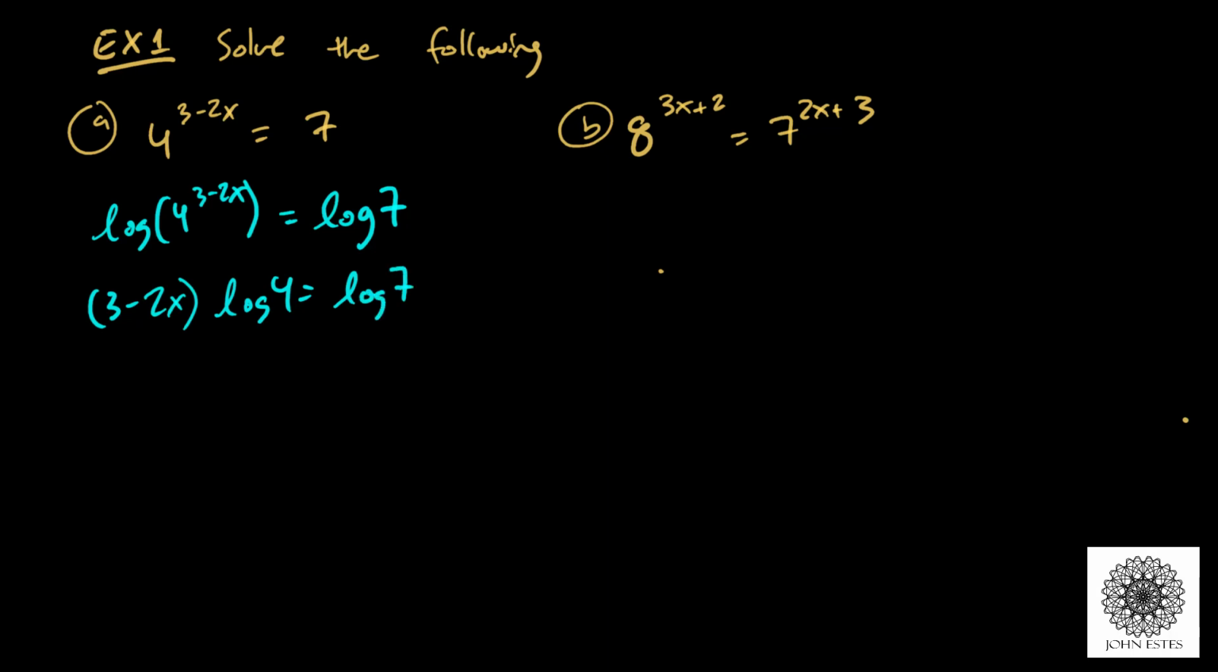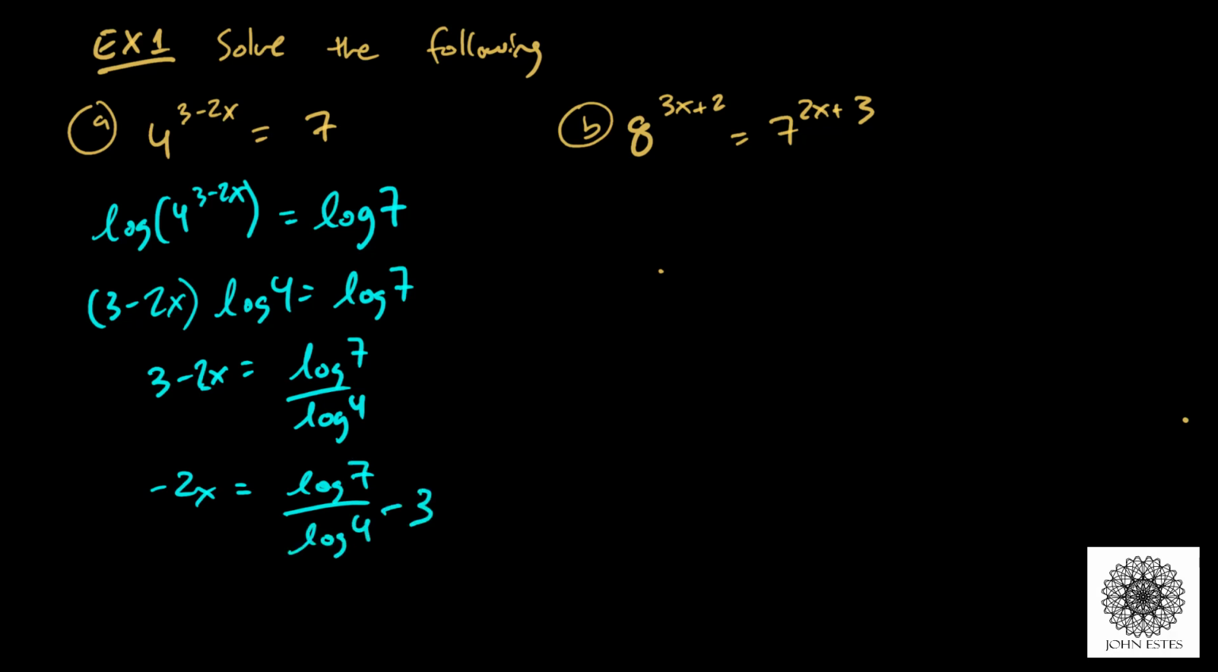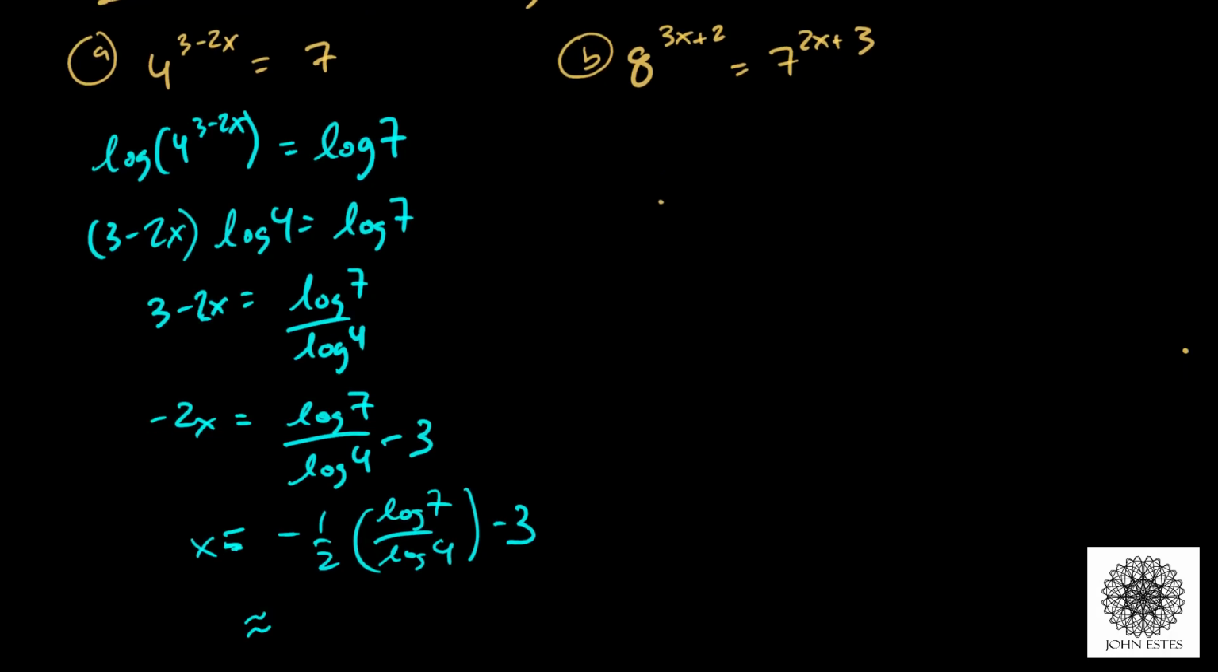These look ugly, but remember they are numbers. So now we have a linear equation, just like everything we've done in the past. I'm going to divide both sides by log 4. So I have log 7 divided by log 4. And now I just need to solve for x. So I'm going to say negative 2x equals this ugly number, log 7 over log 4 minus 3. And then I divide both sides by negative 2. Or you can say negative 1/2 times all of this, log 7 over log 4 minus 3. And that is a number, so we carefully put it in the calculator, and you should get approximately 0.80.